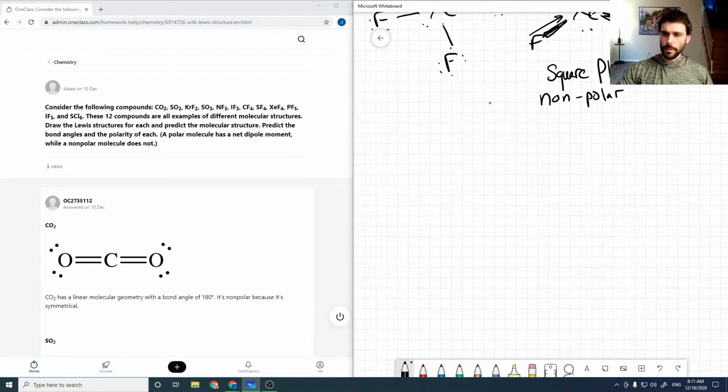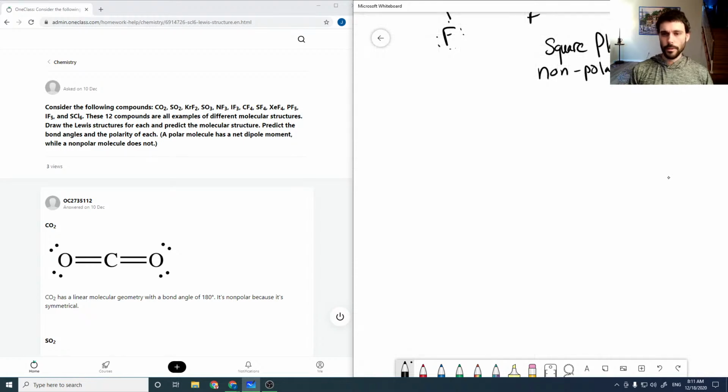Okay, now PF5. So phosphorus has 5 valence electrons. Each of these contributes 7 for 35, and a total of 40. So for PF5 to have 5 bonding partners, all 5 of its valence electrons must be split.